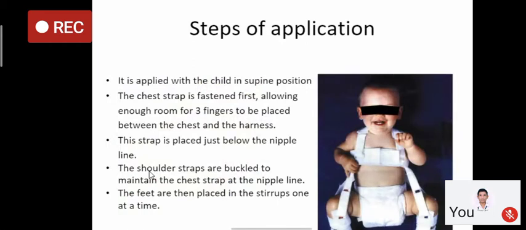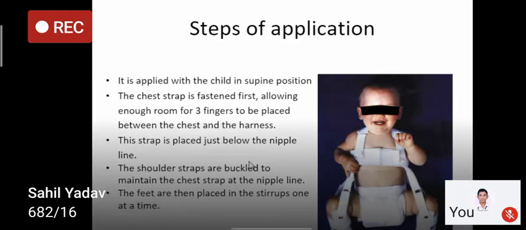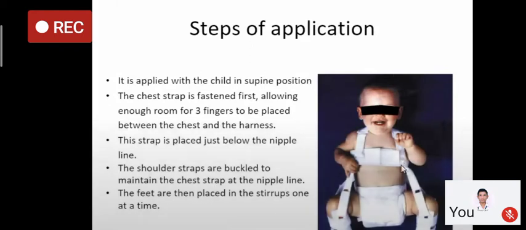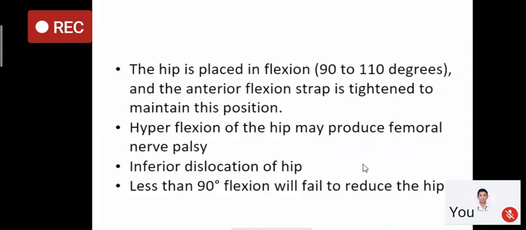So this is how the child is given abduction in the pelvic harness. The chest strap is placed just below the nipple line. Shoulder straps should be buckled to maintain the chest strap at the nipple line, so that it does not slip down. The hip is maintained in a position of flexion, and the anterior flexion strap is tightened to maintain this position. Hyperflexion may produce femoral nerve palsy.